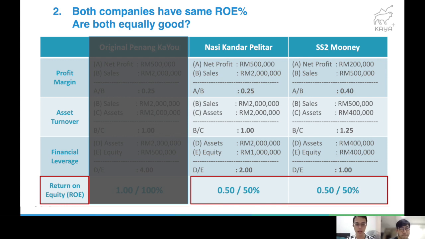Muni can generate higher profits. It can also generate more sales with the same amount of assets. So it has the higher potential to grow at a faster rate when they eventually try to take in some borrowing to further grow the business. So even though Penang Kayu and SS2 Muni both have the same ROE, I would definitely think that SS2 Muni is the better company just by doing this DuPont analysis.